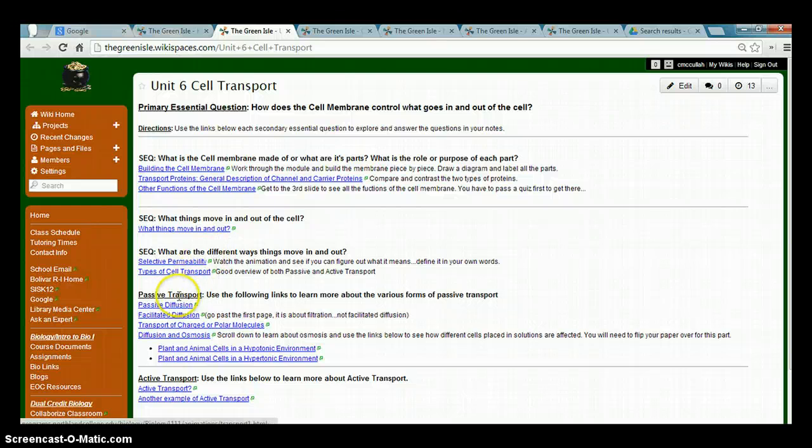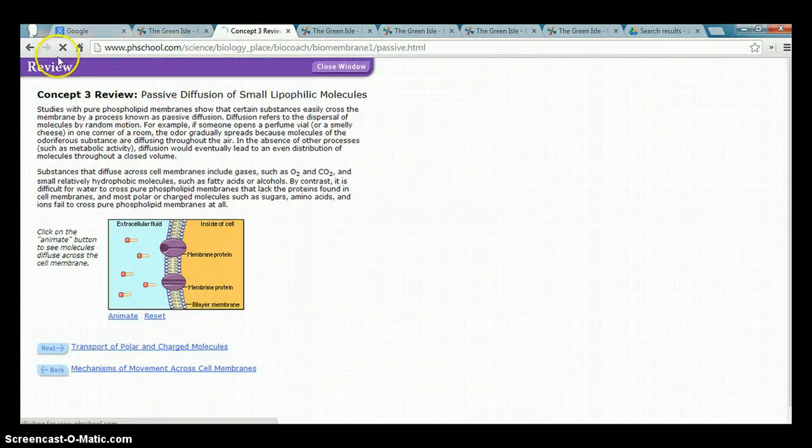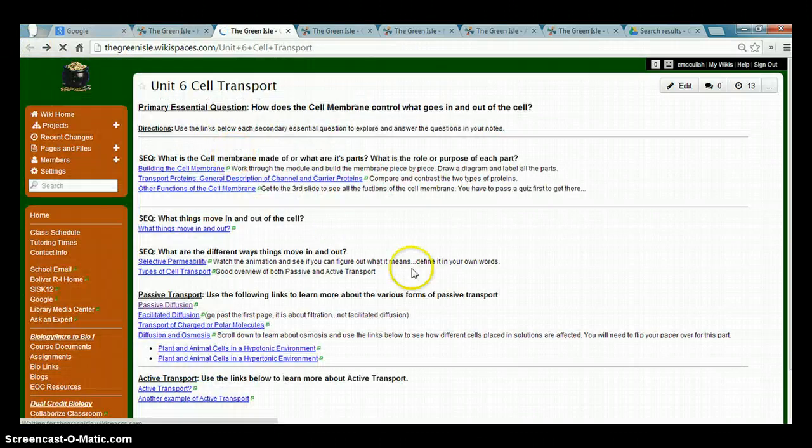So click on that. And then here's some different examples of how things move in and out. There's passive transport. I've got some links of different types of passive transport. So passive transport, there's more than one type, and they all have something in common. One link should take you there and hopefully work today. But again, there's different types: passive diffusion versus facilitated diffusion. Then you've got this whole thing of osmosis, and how it affects different plant and animal cells.